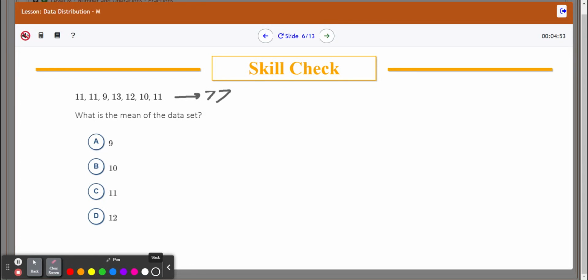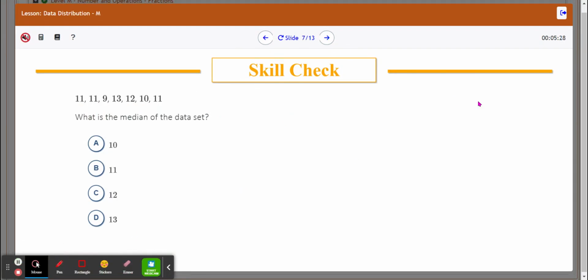And now, how many points of data do I have? I have 1, 2, 3, 4, 5, 6, 7. That's 7 points of data. So 77 divided by 7 equals 11. So what's my average? It is 11. Again, you take all your data, add it together, and then divide by how many there are.